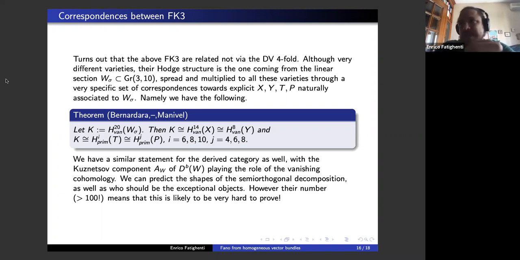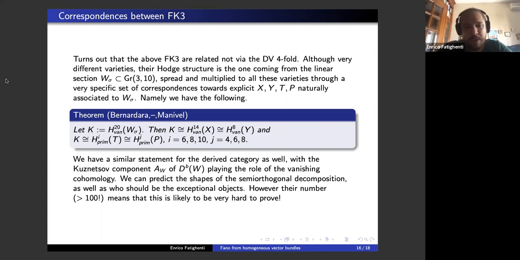Starting from W, it means that you specify skew-symmetric 3-forms in 10 variables, and you have a natural way, only by means of linear algebra, to associate the algebraic and geometric data corresponding to this X, Y, T, and P. And we are going to see in the next and final slide all this set of correspondences. But the theorem, which is part of a work of 1.5 years ago with Bernardara and Manivel, is as follows.